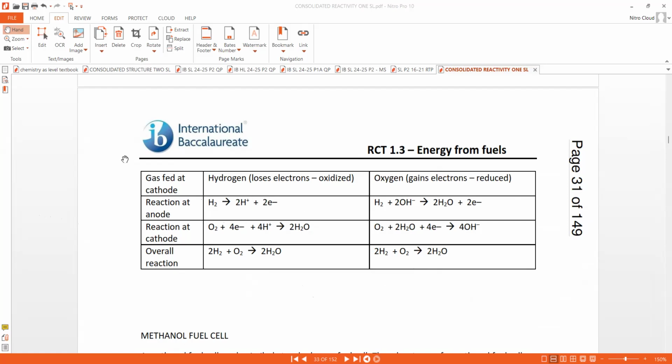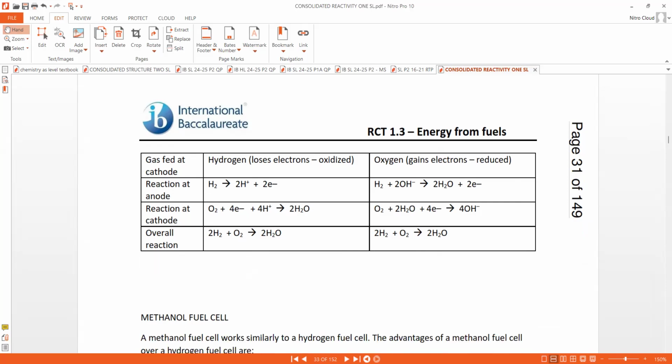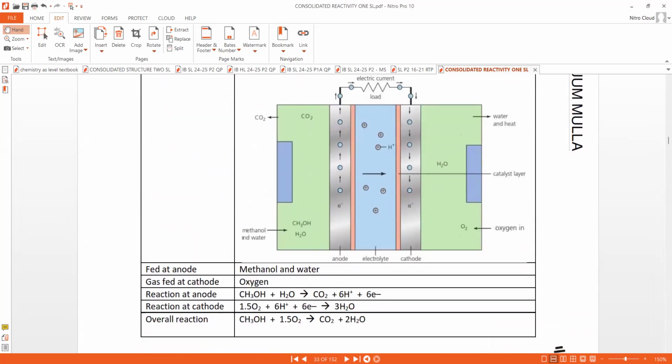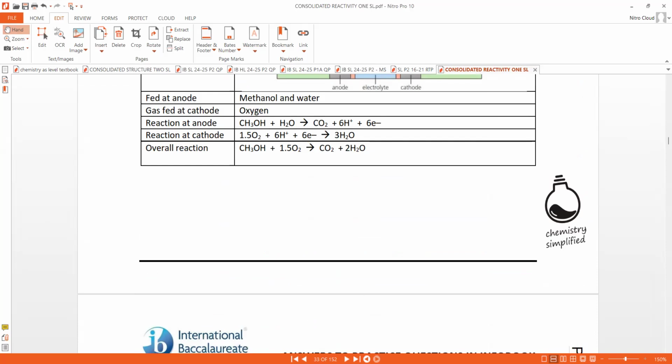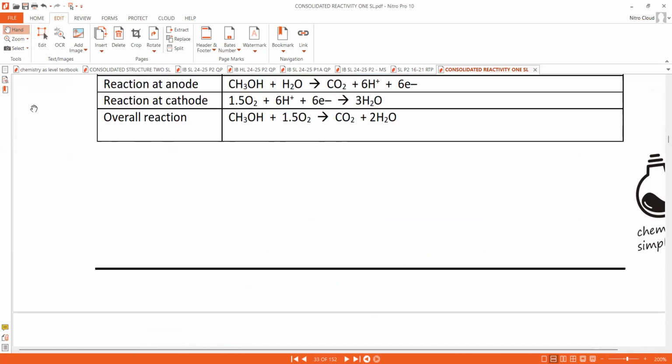Now, methanol is important. The reactions of methanol at the individual electrodes: either you can mug it up for the cathode and anode, or you can also figure out the overall reaction. For example, the overall reaction I know is the burning of methanol. So CH3OH plus 1.5 O2 gives carbon dioxide plus 2 H2O.